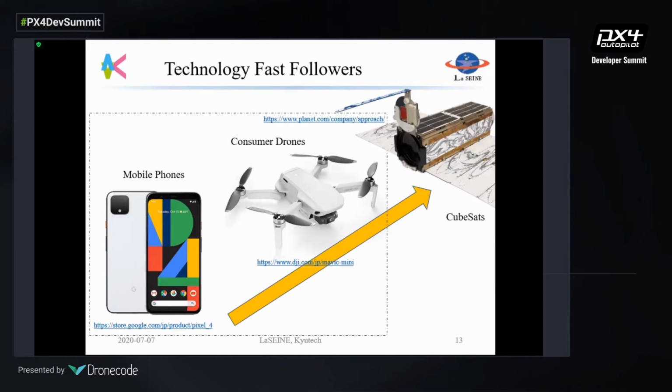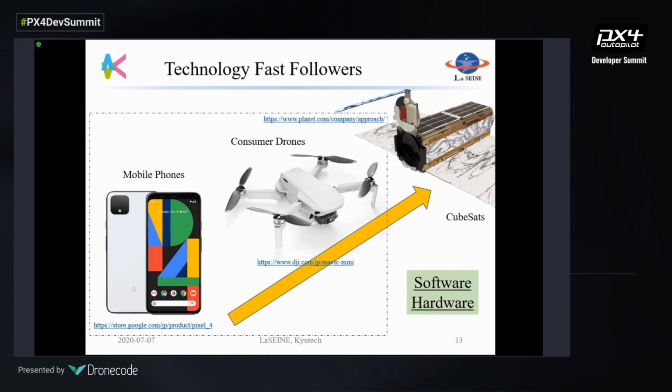So what I feel and what I see at least, and this is just my opinion, is that drones are fast followers of mobile technology. Whatever technology is being developed for mobile phones is slowly trickling down to consumer drones. And from there, CubeSats are basically following the trend that drones are making. All of the technology being implemented on drones is slowly trickling down to CubeSats. So basically, there are just two main aspects, right? If you really talk about it, it's software and hardware.